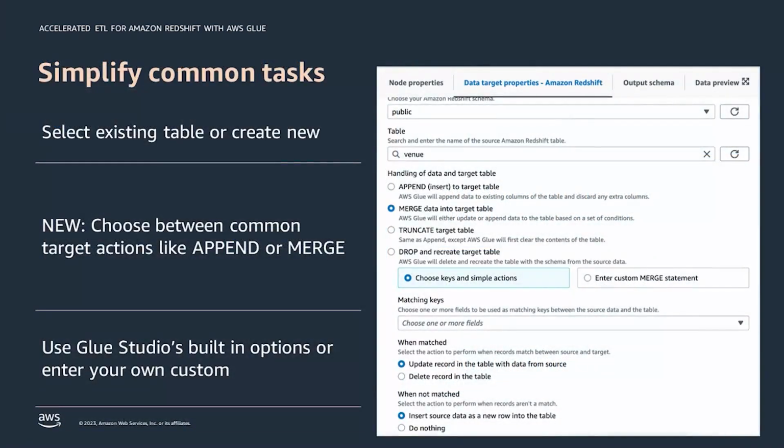Glue Studio allows you to simplify common tasks when working with Redshift, with the ability to select existing tables or create new tables, choose between common target actions like append, merge, truncate, or drop. While we can use Glue Studio's built-in options, you can also enter your own custom merge statements as well.